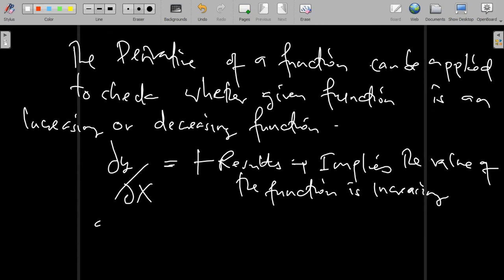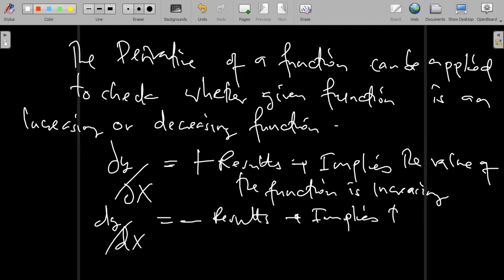And vice versa is true when you solve dy over dx, the first order derivative of the function, and thereafter you obtain a negative result. This will imply that the value of the function is decreasing.